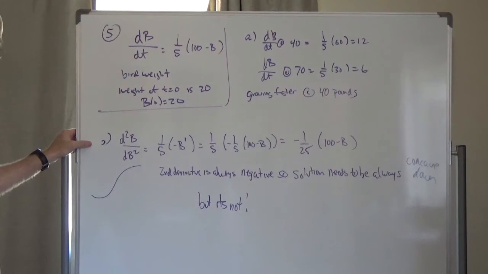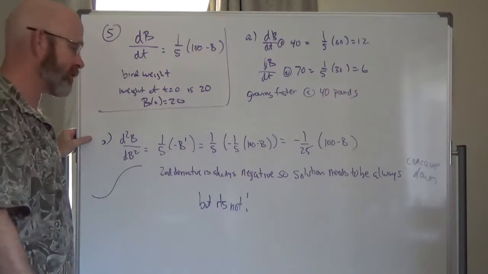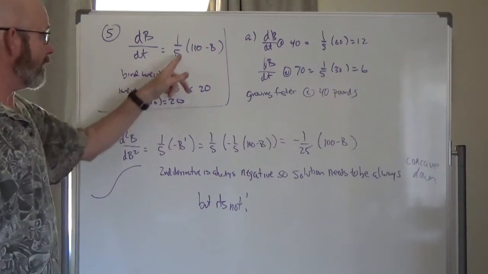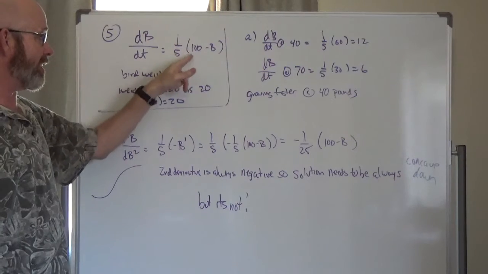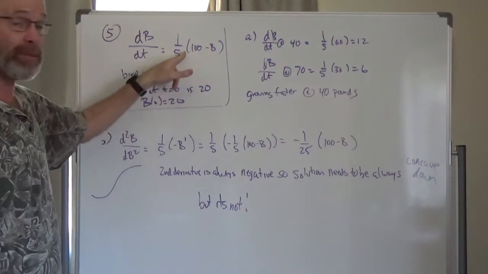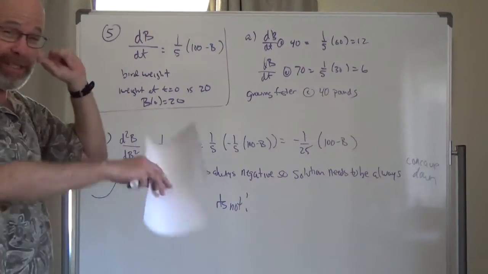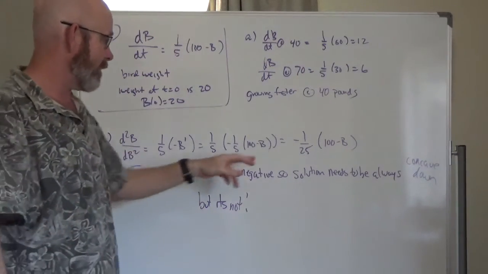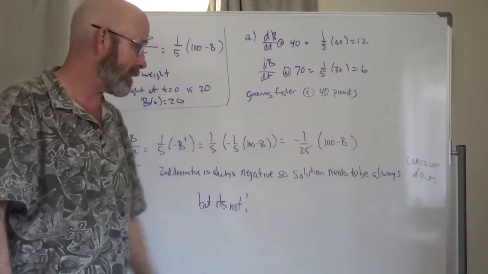Next question said, find the second derivative. Just like the problem we did earlier, on this one it's an implicit differentiation. 1/5, that's a constant, just negative b, so 1/5 times negative b prime, but this is b prime, right? So we plug that back in, very similar to the problem earlier in the packet. We get negative 1/25 times 100 minus b.